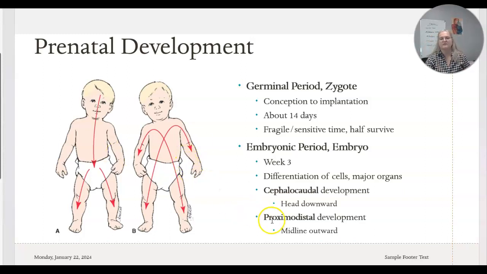Another pattern of development is the proximodistal. The way I remember this is I think about the distal fin on a fish. The distal fin on a fish is on the back, right? So proximodistal development is the midline out. The structures inside the midline, the heart, the organs, those structures develop before the fingers and the toes. So we develop from the head down and the midline out. Those are the structures that happen first, right?